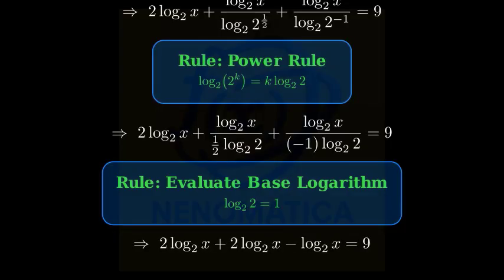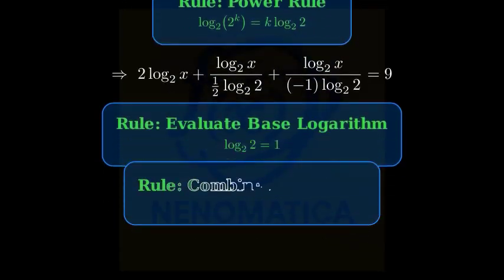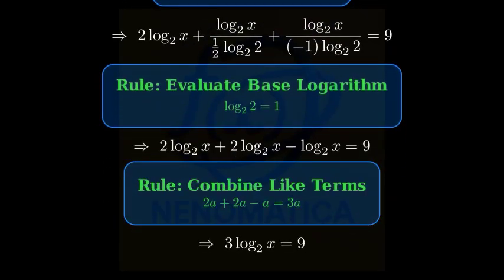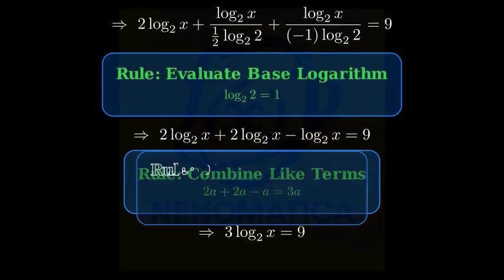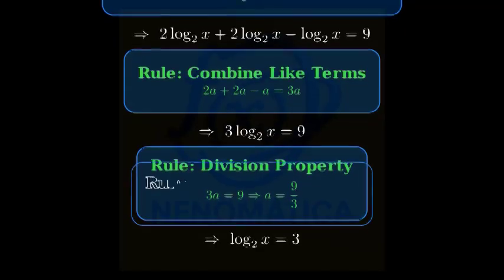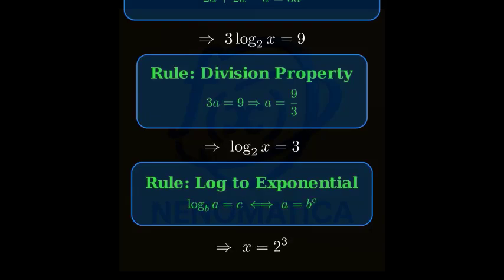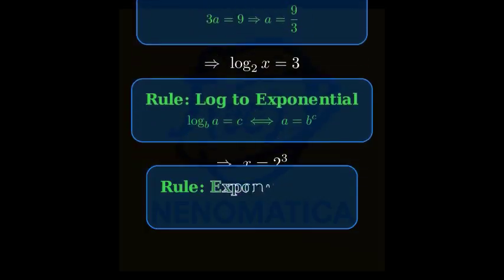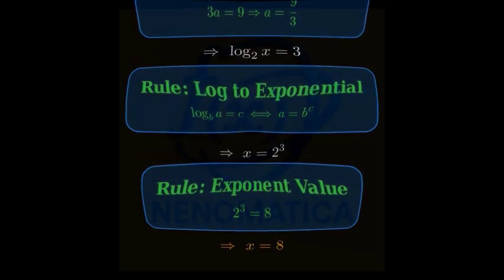Step 6. Combine like terms. 2 plus 2 minus 1 equals 3. Step 7. Divide both sides by 3 to isolate the logarithm. Step 8. Convert the logarithmic equation to exponential form. Step 9. Evaluate 2 to the third power. Step 10. Check the domain and state the solution set. 8 is positive.